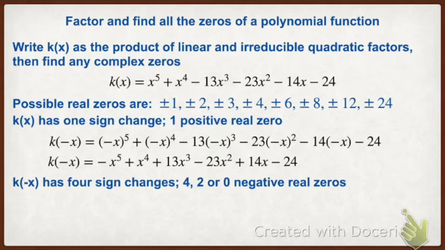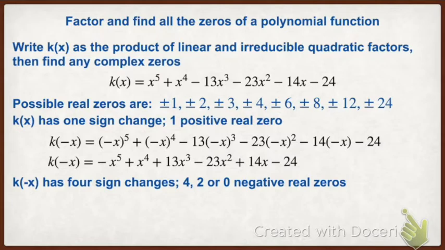So first thing it says is write k of x as a product of linear and irreducible quadratic factors. Then after we do that, we find complex zeros. So here is my polynomial. K of x equals x to the 5th plus x to the 4th minus 13x cubed minus 23x squared minus 14x minus 24. And I am going to factor this.